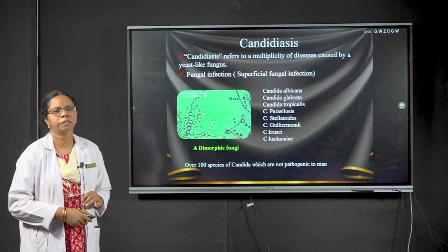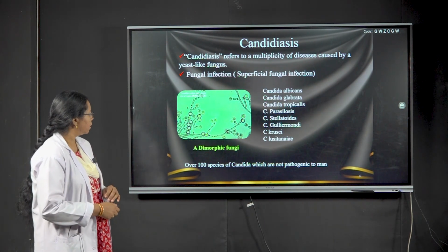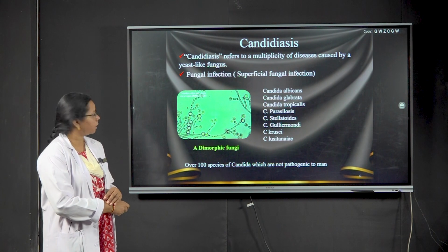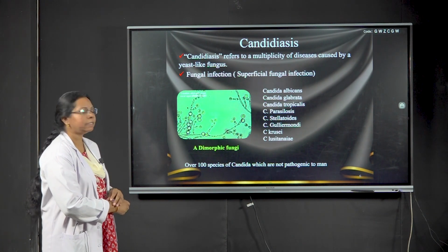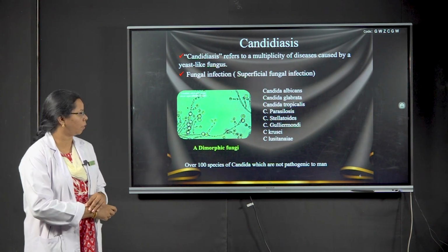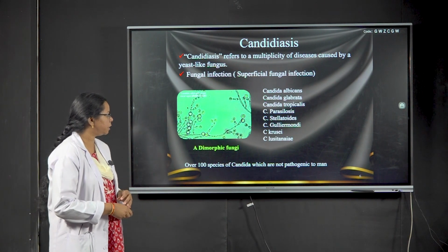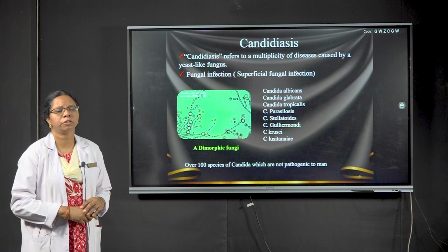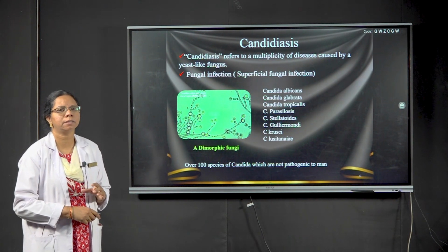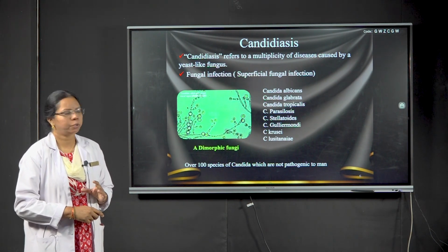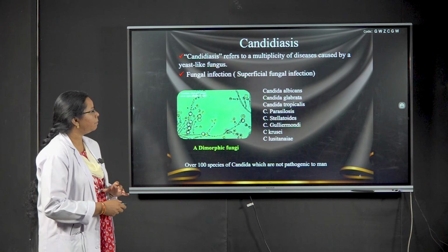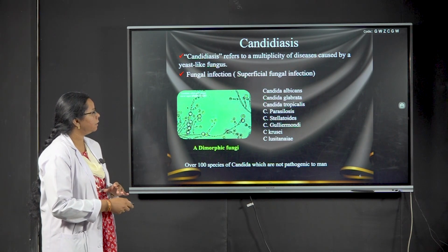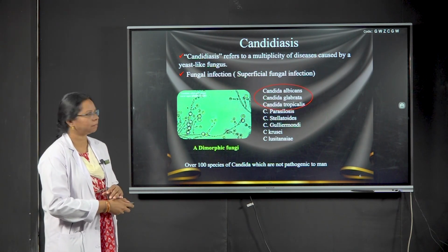It is a superficial fungal infection. It is a dimorphic fungus. It is present in both yeast as well as mycelium forms. Over 100 species of Candida are identified, but not all are pathogenic to humans. Only a few species are pathogenic to humans, like Candida albicans, Candida glabrata and Candida tropicalis.